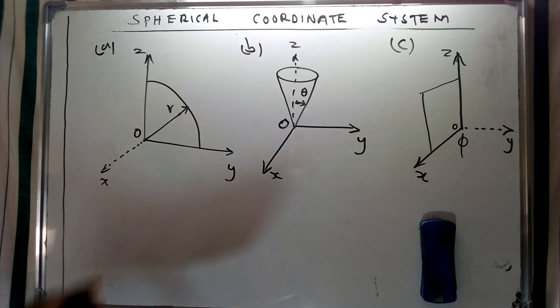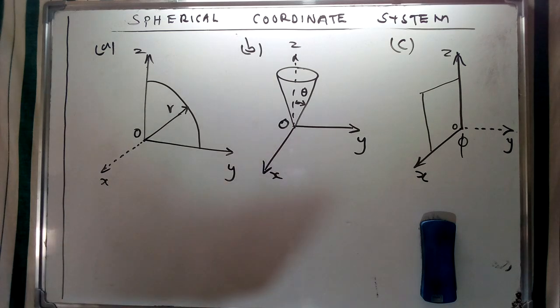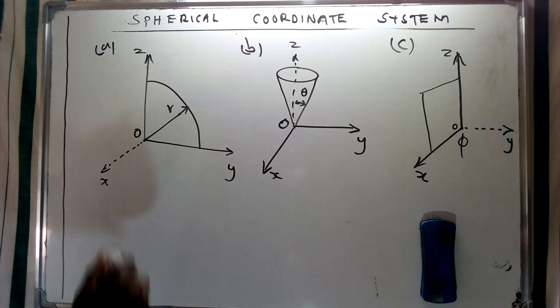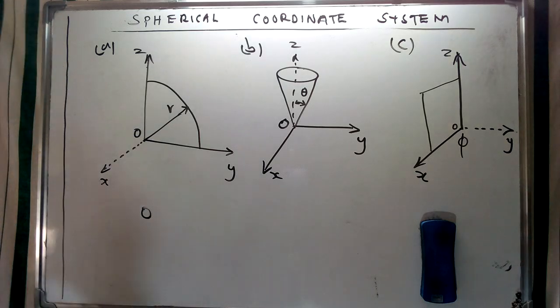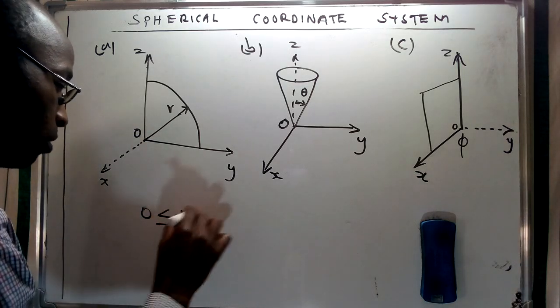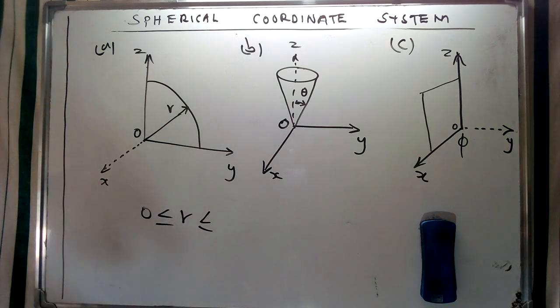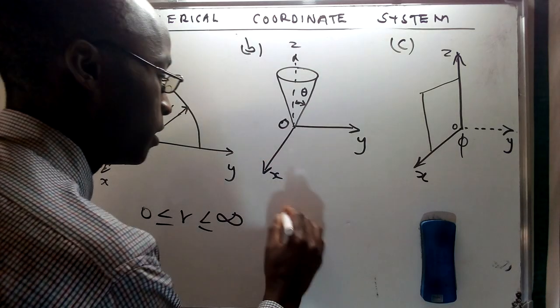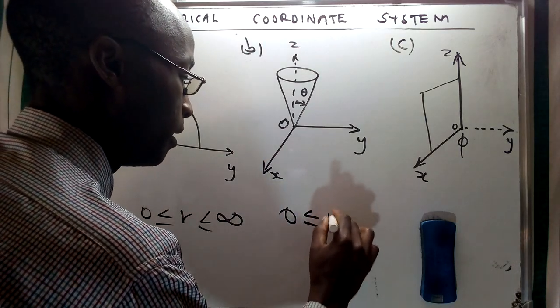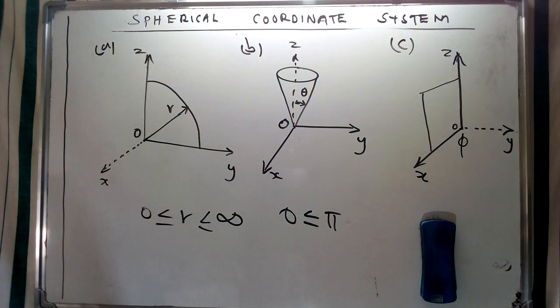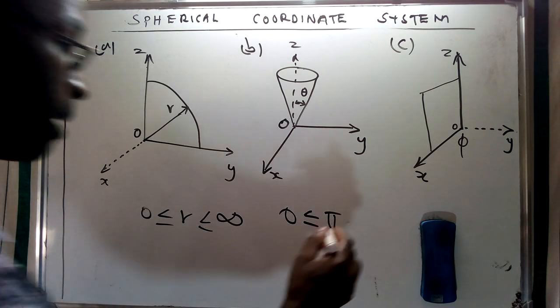So the first one, as I've said, is going to be a sphere, and this is going to have a range. The set of values for the variable r is going to be contained between 0 and positive infinity. And for angle theta, as I've said, this is going to range between 0 and pi.